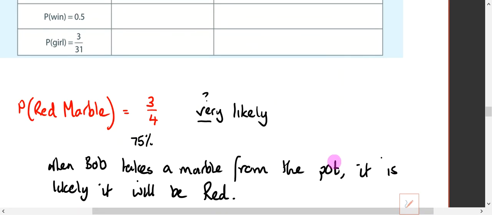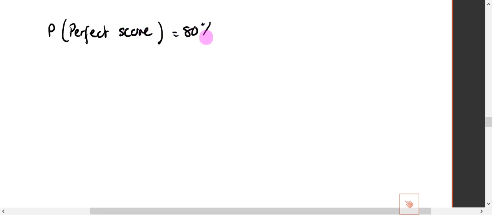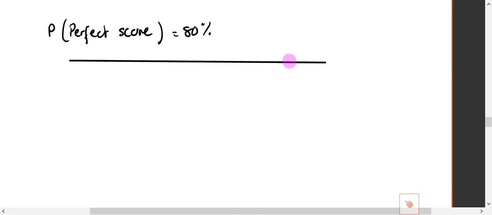The probability of a perfect score is 80%. So the probability of a perfect score equals 80%. Now, just to show you, because I saw someone had done this, if we put that on a number line, and because it's 80%, we would do 0 to 100%. That's about up here, yeah? 80%, so you can see that one is definitely in the likely.